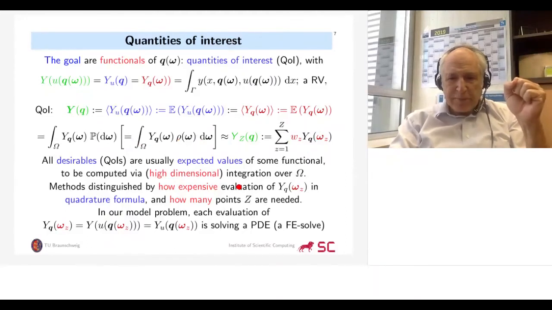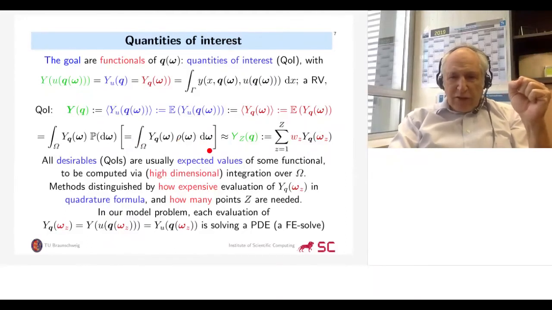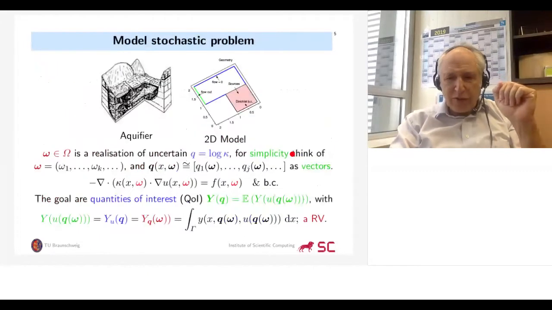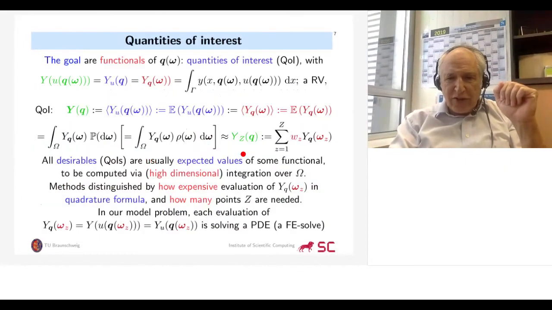It turns out that if you really do it, there are quite a few omegas you have to look at. Remember, we wanted to look at omega as a vector. And that's the dimension of the domain you have to take your integral over.